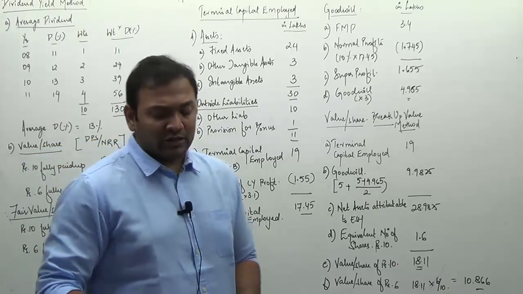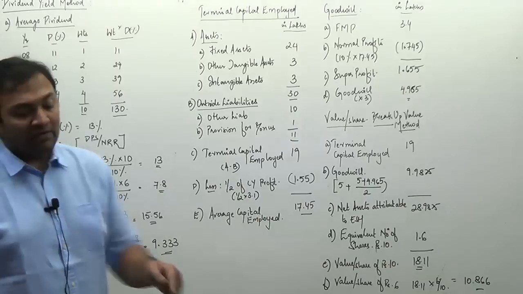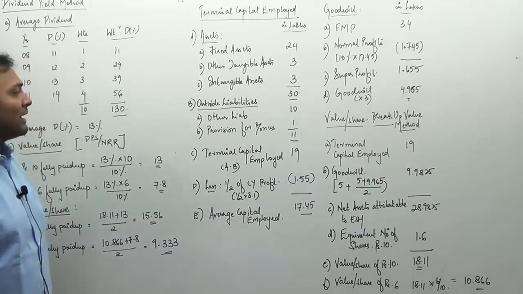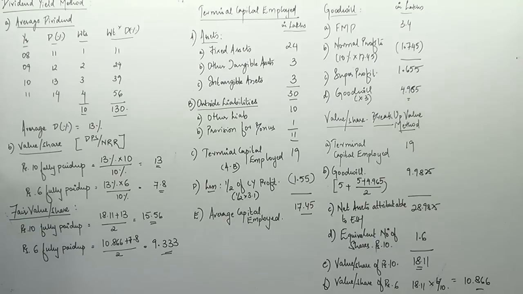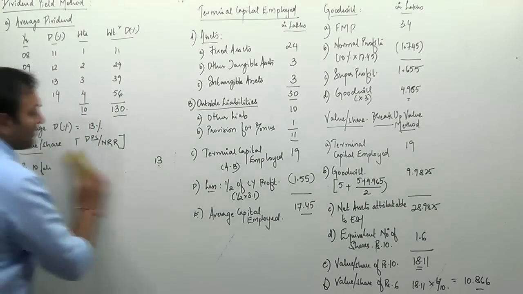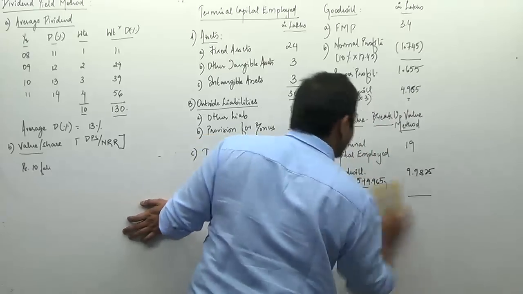So let's start with the corrected profits, then we'll go into the goodwill calculation, then we are actually asked to calculate what is your intrinsic value ignoring income tax and dividend rate. So let's start with corrected profits, put down heading corrected profits, then we can go for FMP calculation.